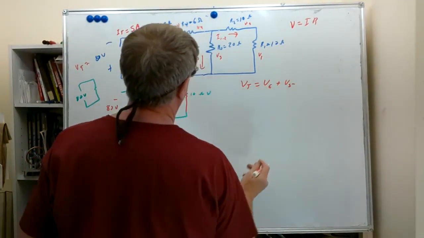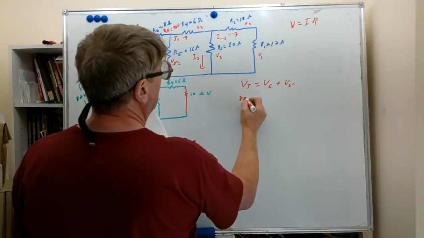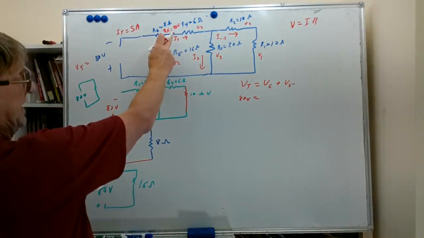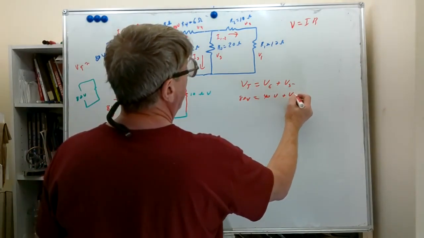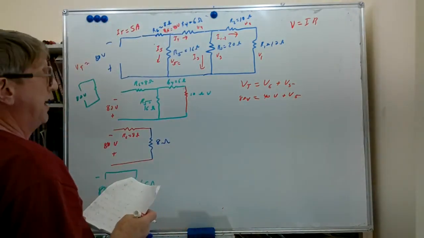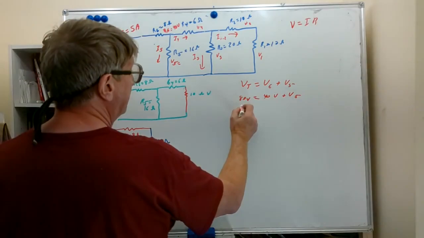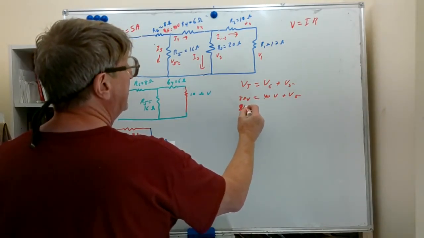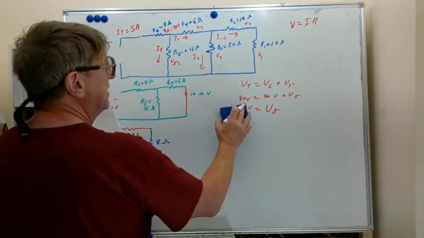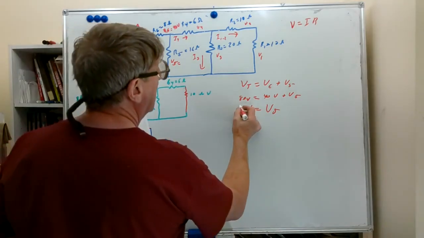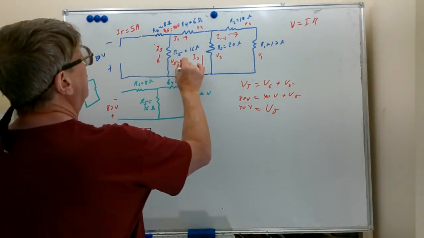V6 and V5. We're trying to find V5. We know VT, it was originally given to us. 80 volts equal to V6, which we calculated a few minutes ago, of 40 volts, plus V5, which we don't know, and that's our object right now, to find V5. Well, subtract 40 from both sides, we end up with 80 minus 40 is equal to V5, or 40 volts. 40 volts for V5. Let's put that on our drawing here.